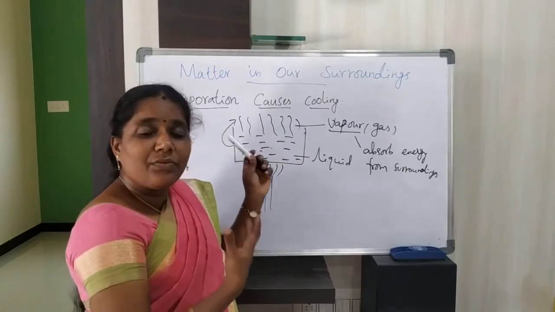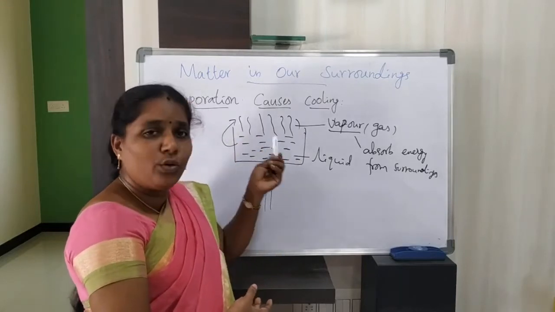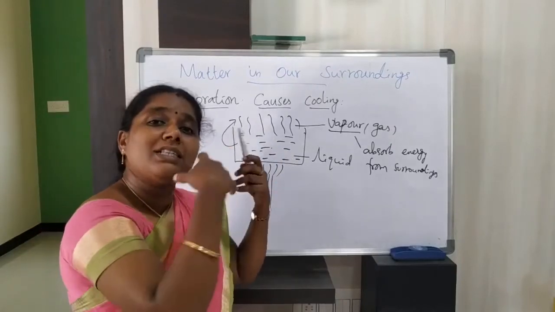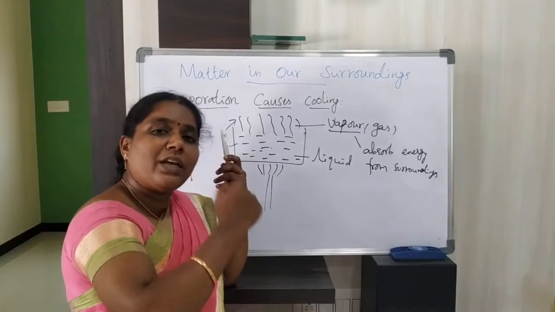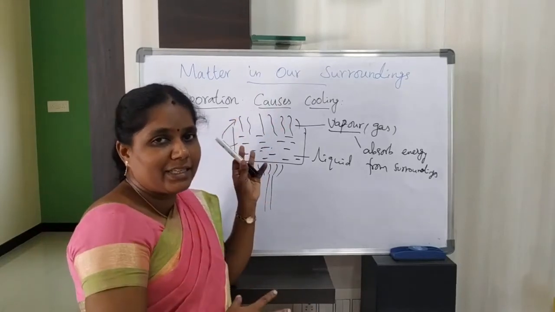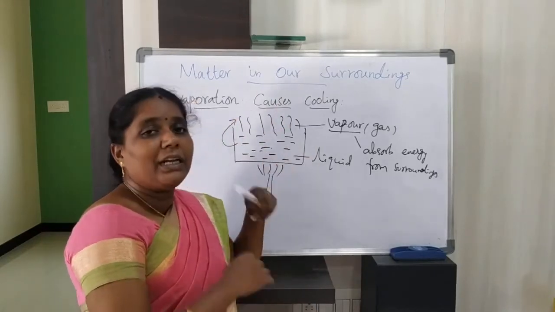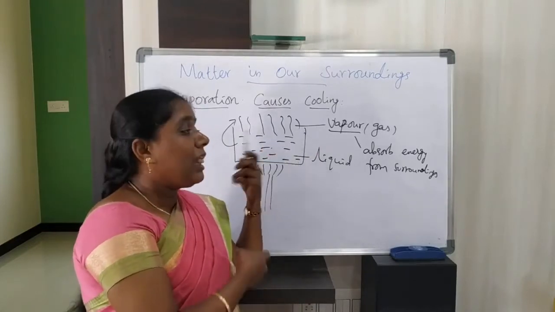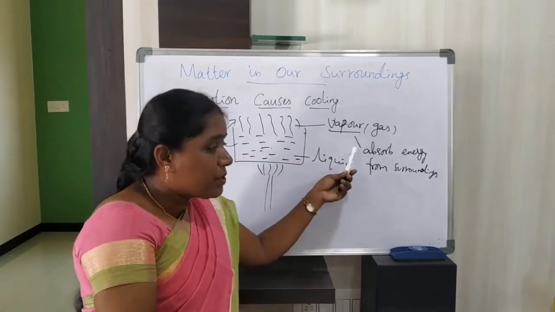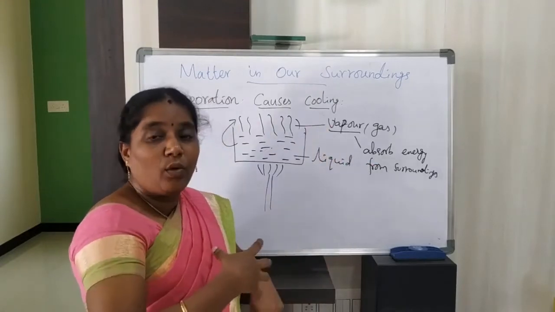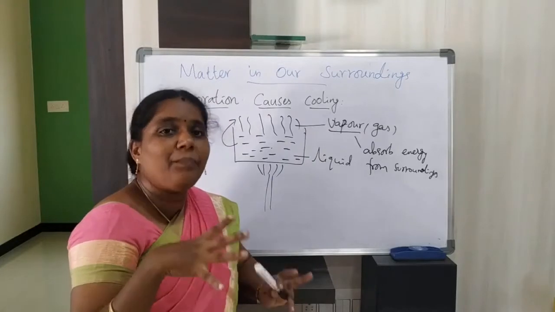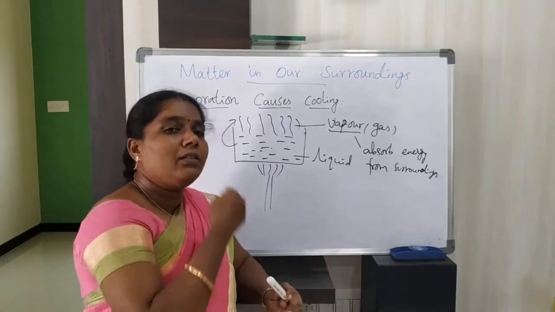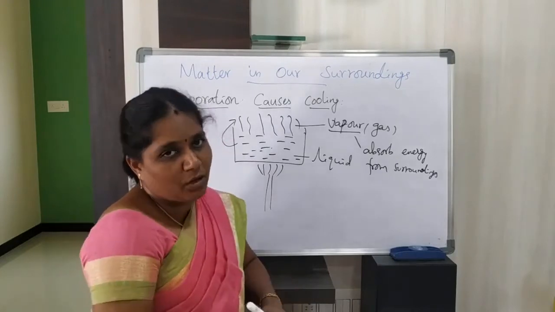See, how this liquid will convert into gaseous state. During evaporation, the liquid particles lose energy, so it converts from liquid state to gaseous state. That vapor particle is converted into gaseous state, that is vapor state. In that gaseous state, the vapor will absorb energy from the surroundings. What happens? The vapor absorbs energy from the surroundings and gets cooled. So in this way, the evaporation process causes cooling.